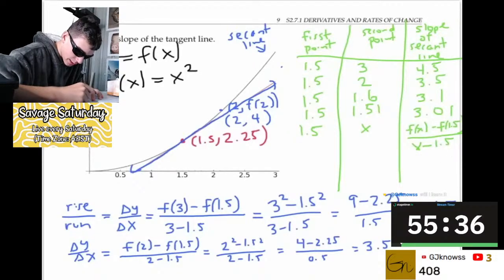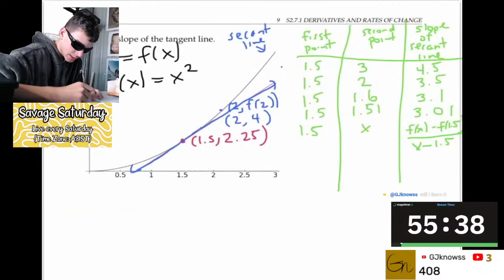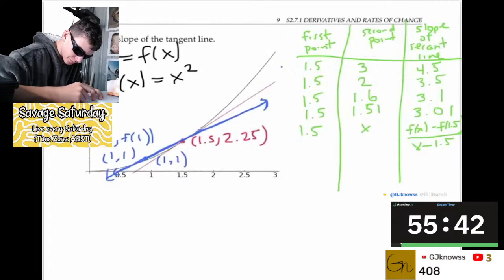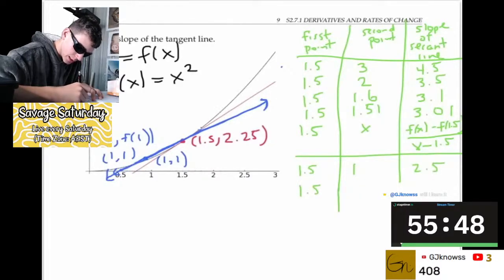That's my slope. Now, there's no reason I necessarily have to take my second point to be on the right side of my first point. I could be using instead points on the left side here. Continuing with my chart, letting my second point be 1, I can do the same computations to get a slope of a secant line of 2.5 here. I could get even closer on the left, say something like 1.4, and get a slope of 2.9, and so on.